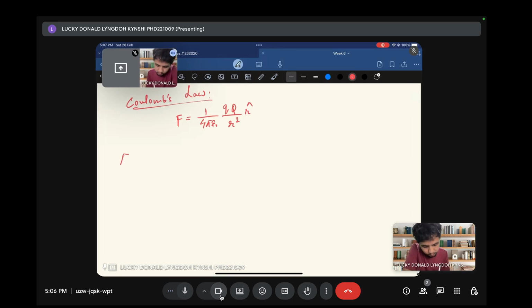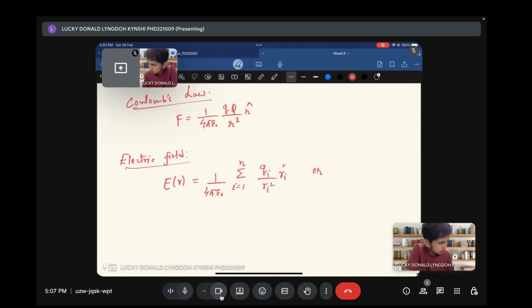Second thing is your electric field. Electric field is given by E, which is a function of, let's say, distance r, is 1 by 4 pi epsilon naught, summation i from 1 to n, qi by ri squared, ri cap. Or in other words, I can also represent this as force per unit charge. So this is how the electric field is defined.